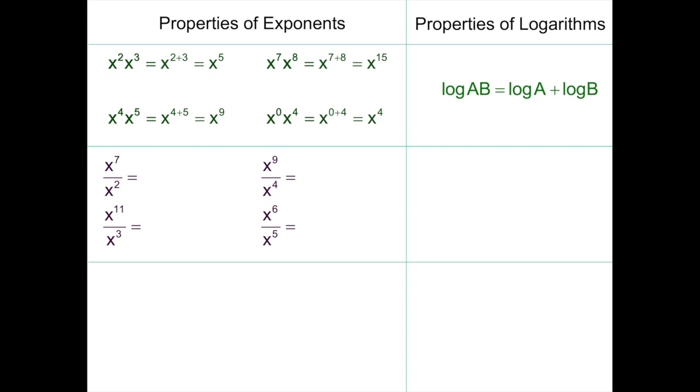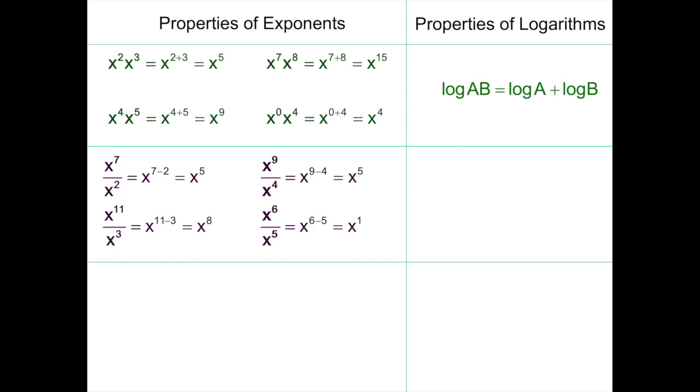Okay, so when we're dividing, we end up subtracting our exponents. So here are some examples. 7 minus 2, I get x to the 5th. My next one, 9 minus 4, I get x to the 5th. 11 minus 3, I get x to the 8th. 6 minus 5, I get x to the 1st.